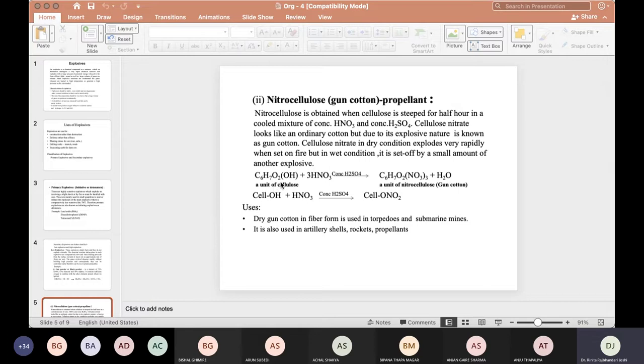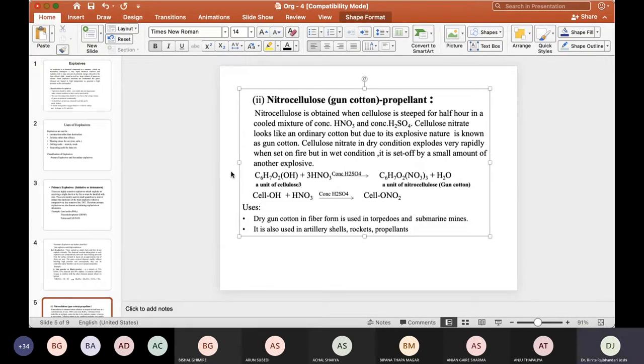One unit of cellulose, it is a polymer. This is just one unit. For the cellulose structure, you can look on the internet, on Wikipedia. In one unit there are three OH groups, hydroxide groups, and on nitration these three OH change into NO3, nitro groups. On changing the hydroxide groups into nitro groups, it also seems to be a simple cotton, but this goes into explosive nature.